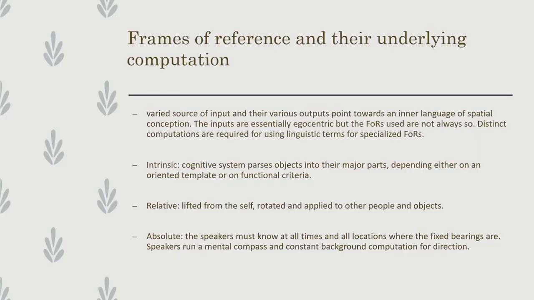Now, why are we even talking about it? It's fine. Most languages use a relative frame of reference. Most of the world's languages use the ego as the starting point for locating objects in space and so forth, and some languages do not. But then why is it important?